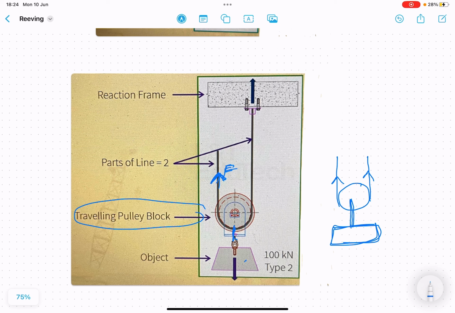We are lifting using part lines 1 and 2. There are two part lines. In such a case, the load we are lifting is 100 kilonewtons, but on each wire rope, the effort we are putting in is only 50, half of that. So mechanical advantage is 2. Mechanical advantage is generally the number of part lines. Basically, as the number of lines we provide increases, the mechanical advantage keeps on increasing. So this is the simple fundamental idea.